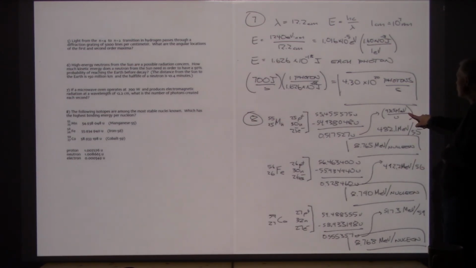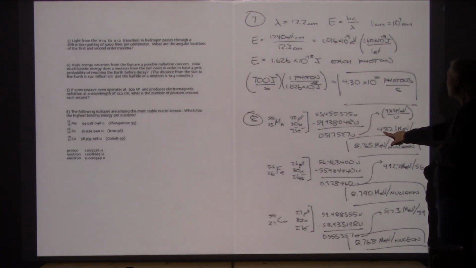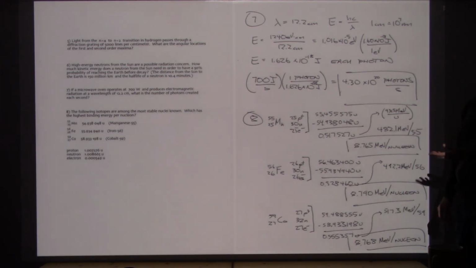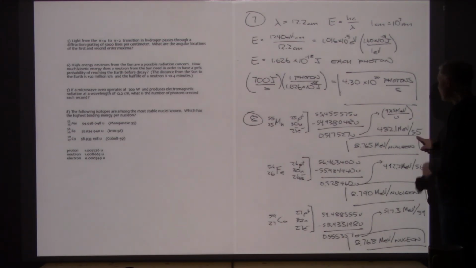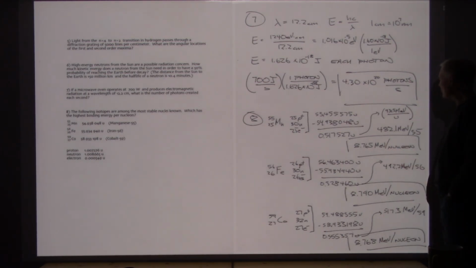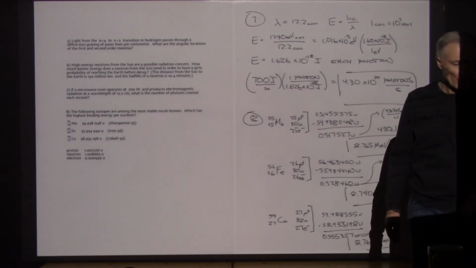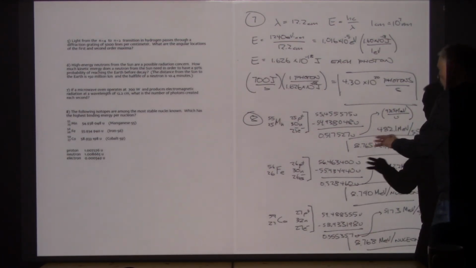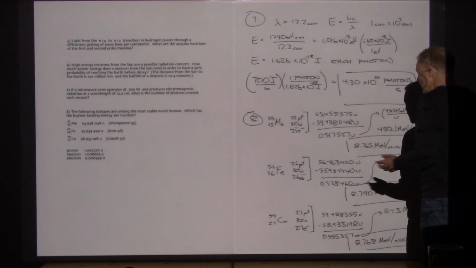Remember our conversion factor, 931.5 MeV per nucleon. That gives me a total binding energy of 482.1 MeV, and then I divide through by the number of nucleons, which is 55. So manganese 55 has a binding energy per nucleon of 8.765 MeV per nucleon. The iron 56 and the cobalt 59 follow the very same pattern.